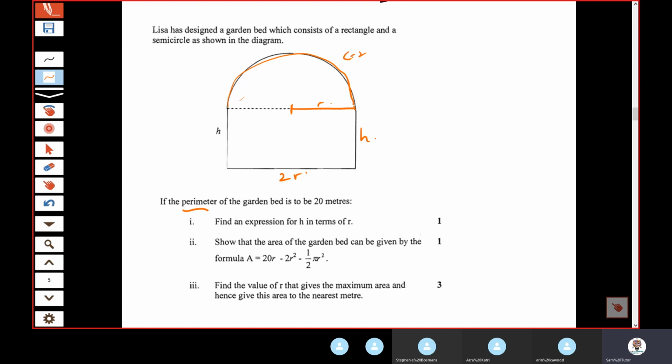Two pi r, circumference equals 2 pi r. But then of course it's a semicircle, so we'll divide it by 2. So the circumference formula is just pi r for this question. Yep. So therefore your perimeter is pi r plus h plus h plus 2r, but you know the p is equal to 20, and it says find an expression for h in terms of r. I think we know what we're going to do at this stage. We're going to subtract the r's.